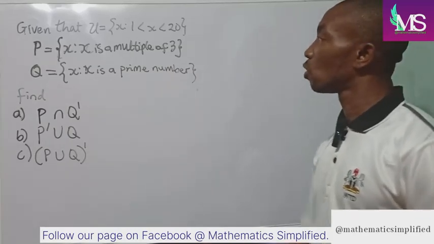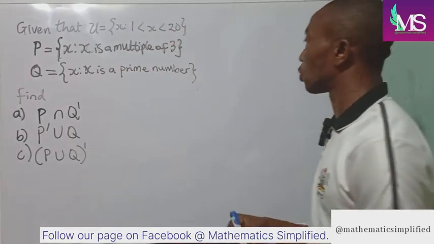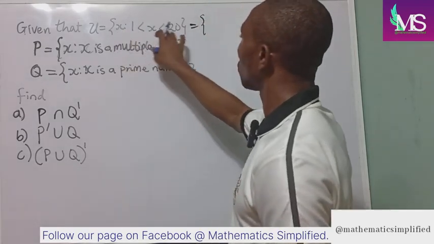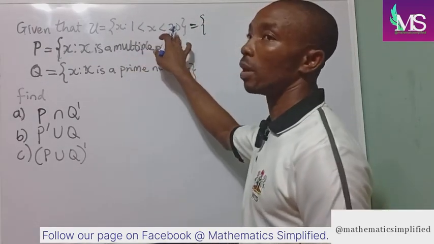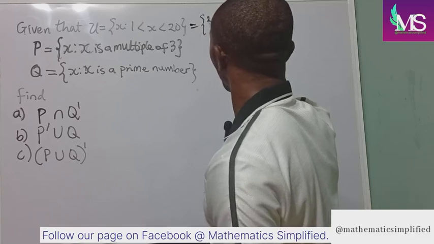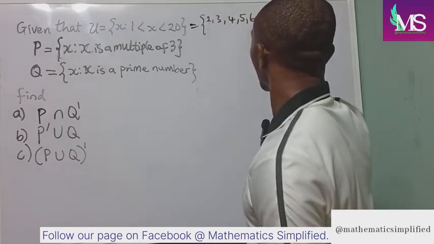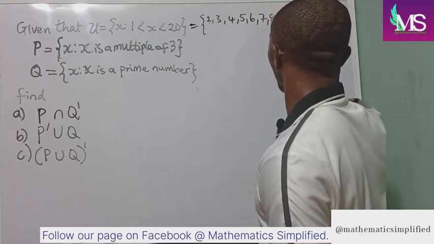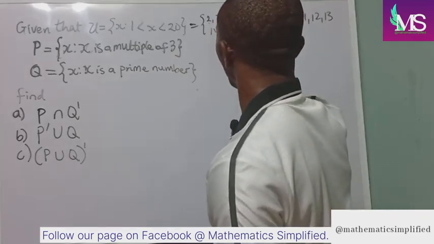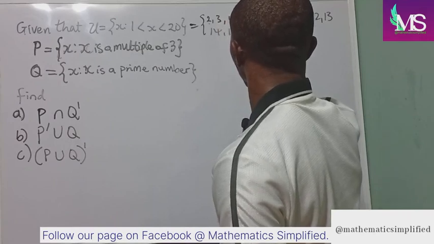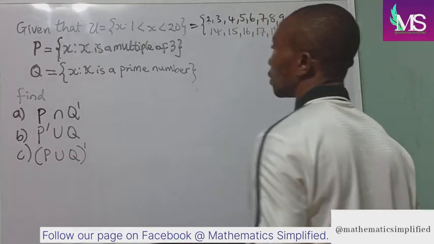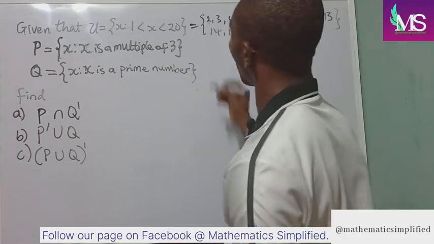Now, in order to solve this, we'll first of all list our universal set. Since it's 1 to 20, 1 and 20 won't be inclusive. So we're having 2, 3, 4, 5, 6, 7, 8, 9, 10, 11, 12, 13, 14, 15, 16, 17, 18, and 19 as our universal set. Now, we are looking at the multiples of 3.